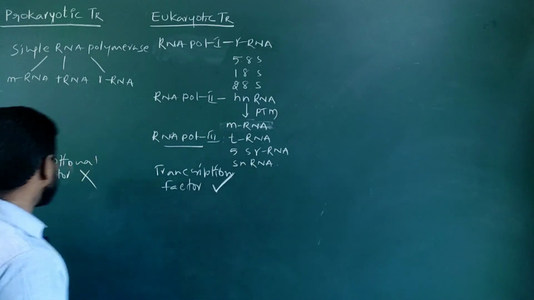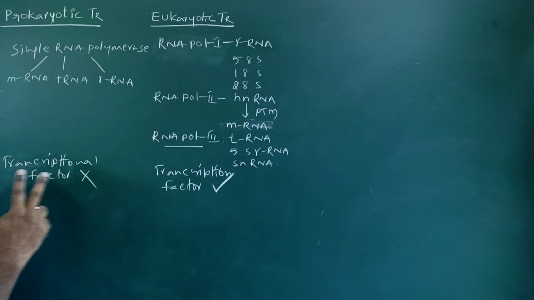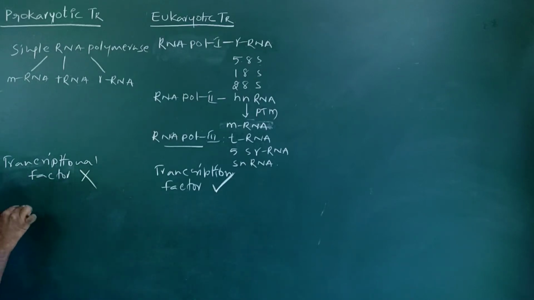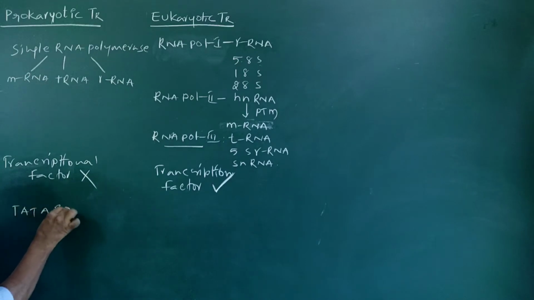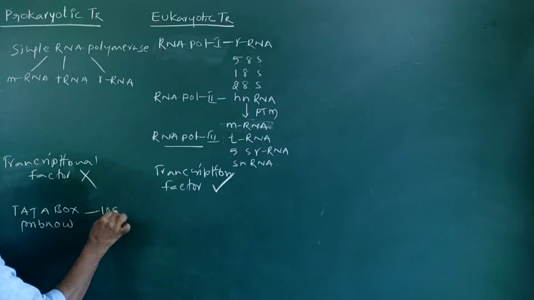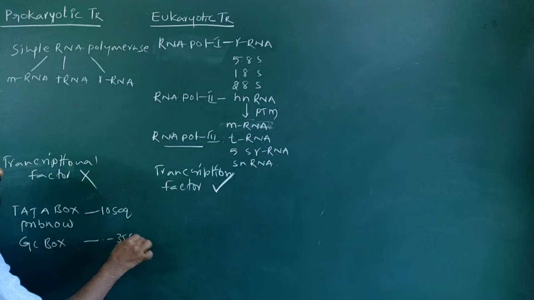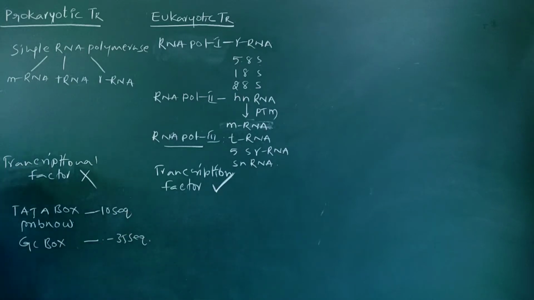And the next one is promoter sequences. Prokaryotic transcription requires two types of promoter sequences. Those are the TATA box, otherwise called the Pribnow box, which is present at the -10 sequence of nucleotides on the prokaryotic transcriptional unit. And the next promoter is the GC box, which is present at the -35 sequence of nucleotides.